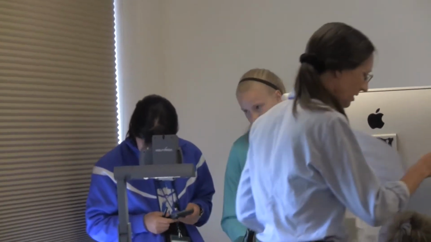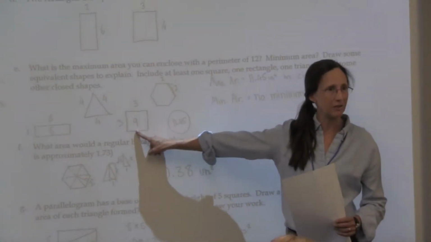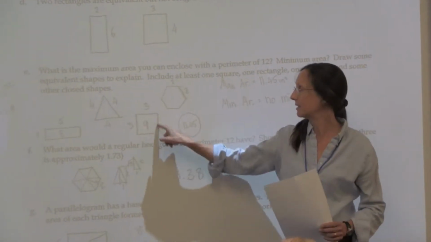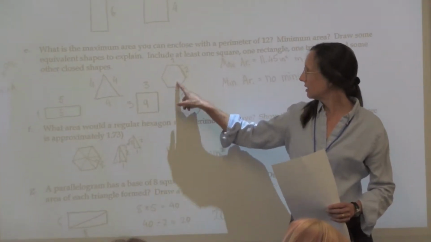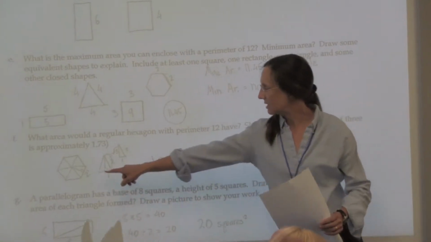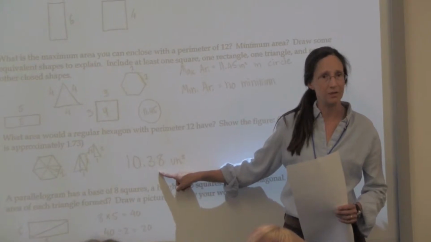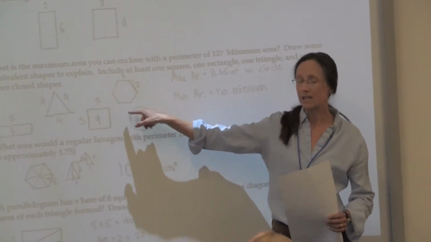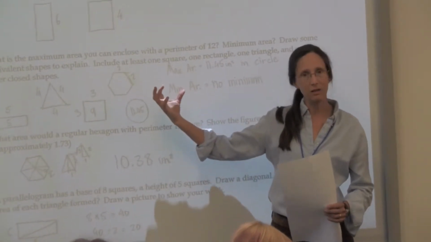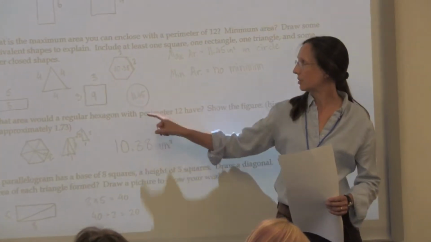If you look at the area they found correctly for this hexagon, the square is 9. Most of you found that 9 was a big area for a right-angled figure. But you can get bigger if you add more sides, and indeed you get an area of 10.38 for the hexagon, which is bigger than 9. Her idea was that by adding more sides, you enclose more and more area for the same perimeter, and you eventually approach the circle.